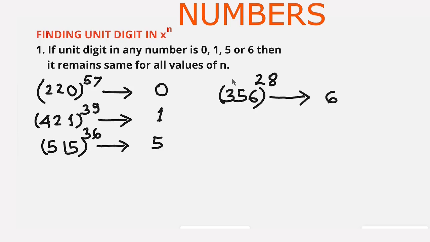It means that for all numbers which have unit digit 0, 1, 5 or 6, whatever the power of it, its ones place will remain the same: 0, 1, 5 or 6.